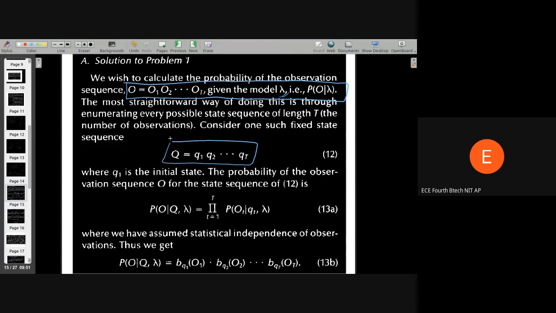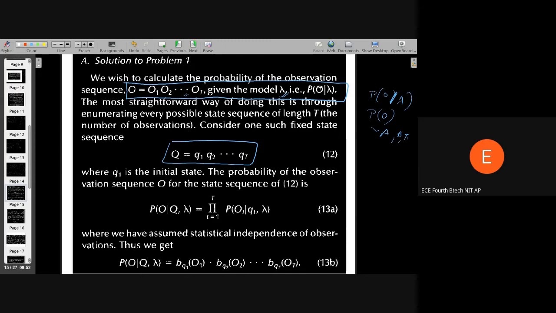What we need to find out is the probability that this observation was generated by this model. Probability of O given lambda. That's the standard notation, but you can also simply write the probability of O given this set of parameters A, B, and pi that we know. But this is the standard notation used.